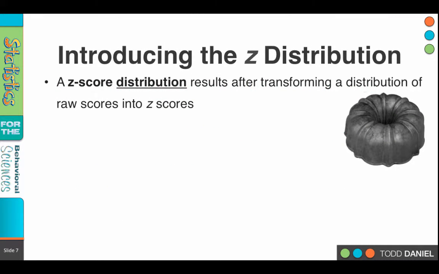So let's talk about what's called the z-distribution. A z-distribution results after transforming any distribution of raw scores into z-scores. And like this bundt pan, which can turn any kind of cake mix into something shaped like a bundt pan, the z-distribution transformation can turn any distribution of raw scores into something shaped like z-scores. Now this is not the same as saying that it will make them into a normal curve, but it will make them something that is comparable between other standardized z-distributions.